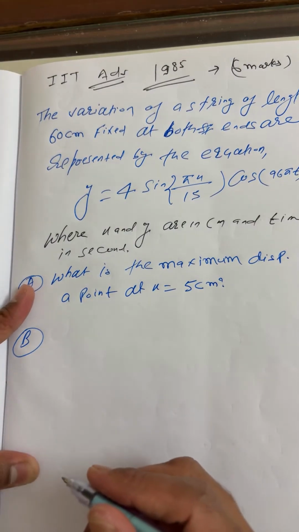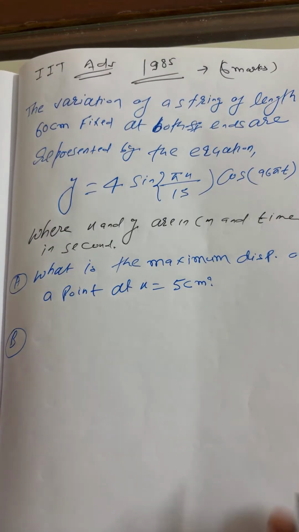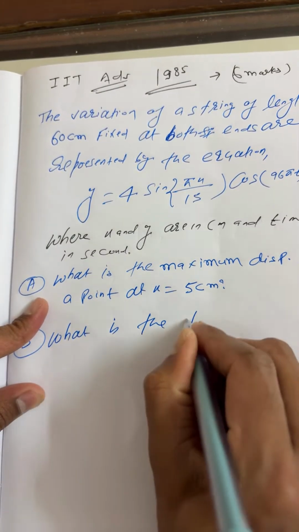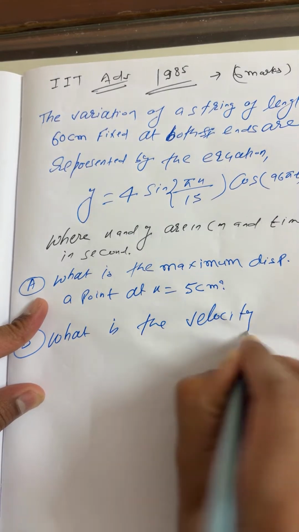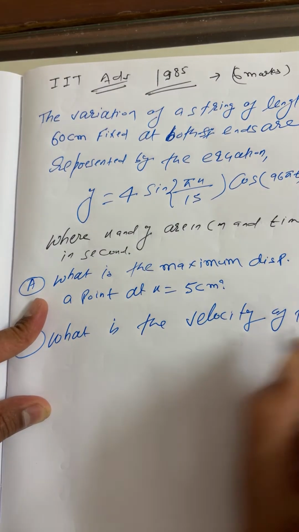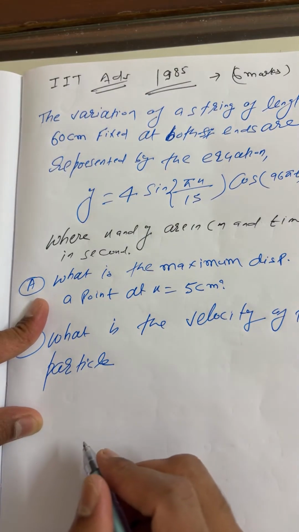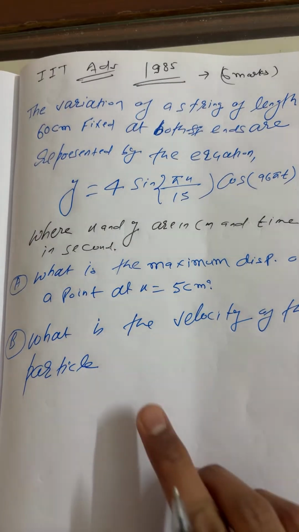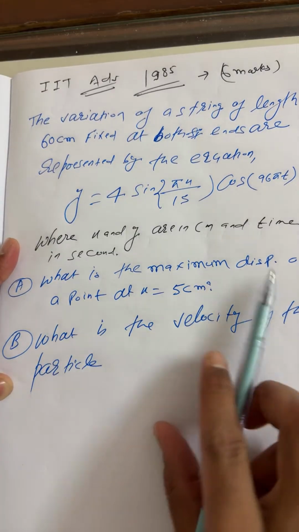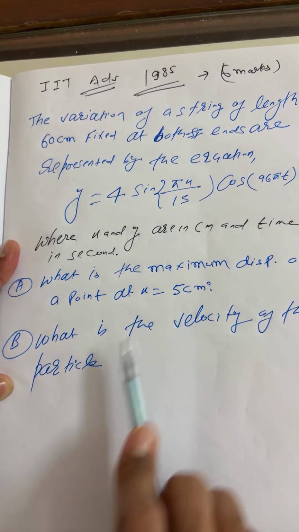Next, what is the velocity of the second? You keep 2 minutes. Yes, you can take your time. Yes, beta, you can solve these two parts. But it's a subjective question, my dear. Part first, you have to find the maximum displacement of a point at x equals 5 centimeter.